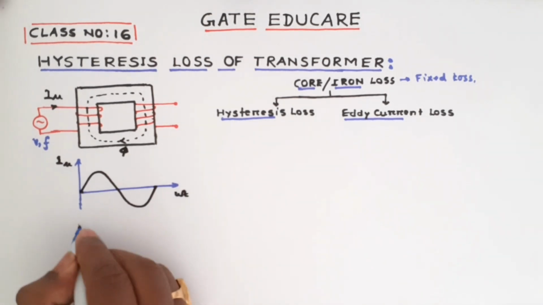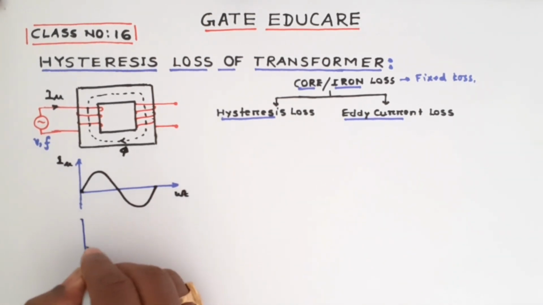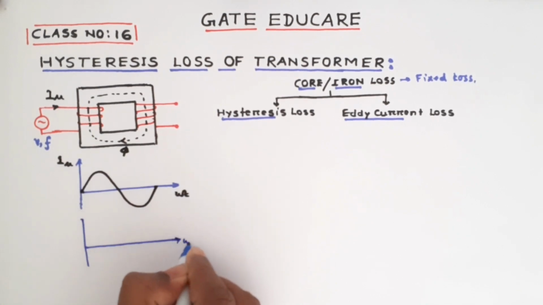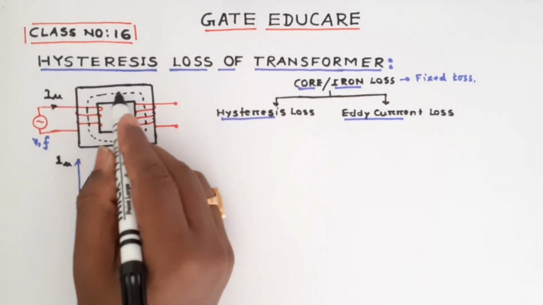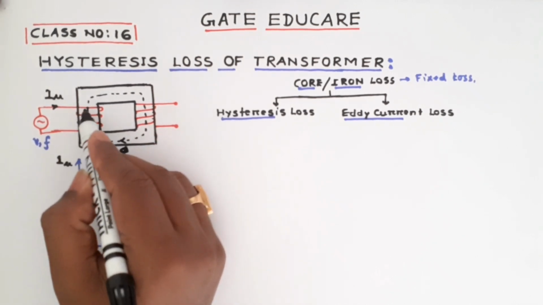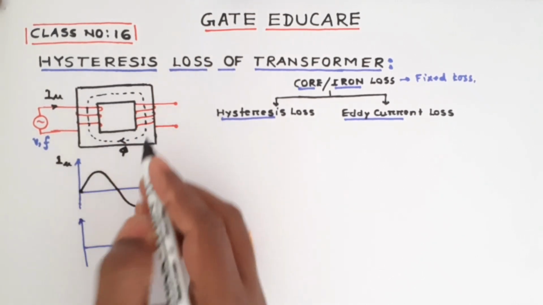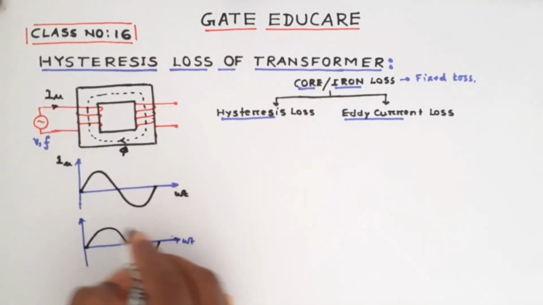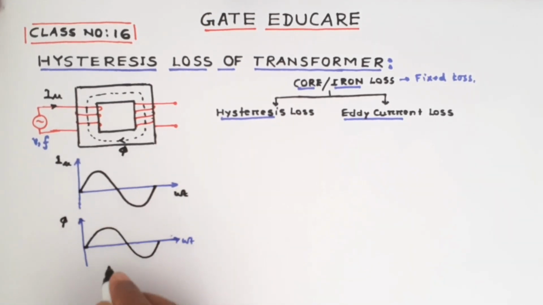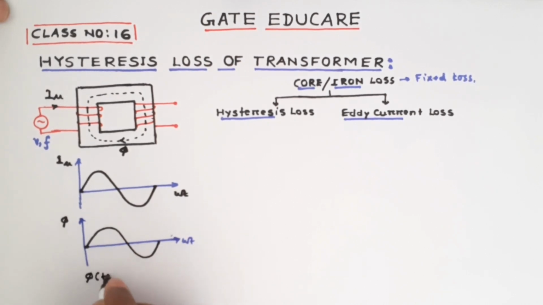Similarly, since the magnetizing current is alternating in nature, the flux which passes through the transformer core and links both primary and secondary winding is also alternating in nature. This is the flux waveform, sinusoidal. Here phi equals phi m sin omega t.